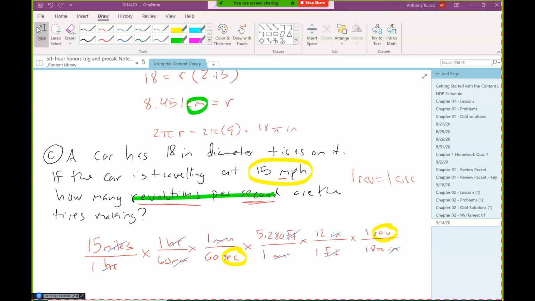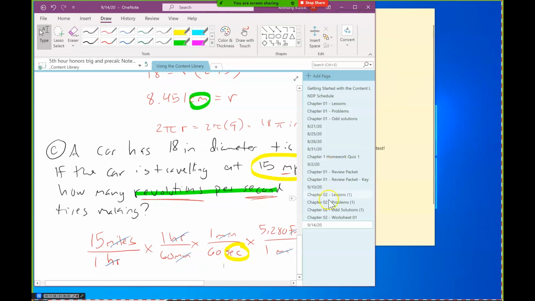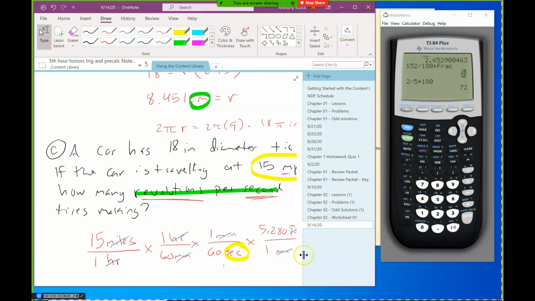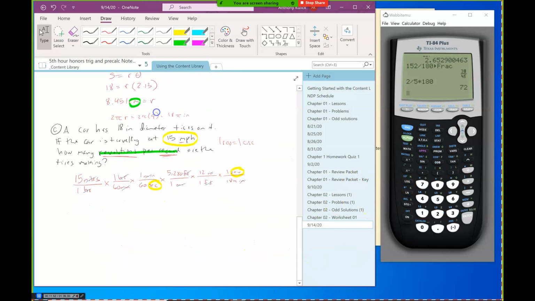If my calculator app wants to load, because sometimes it wants to be slow. Anytime you want to open. About time. Goodness gracious. All right, let's shrink that down so I can see what I'm doing.